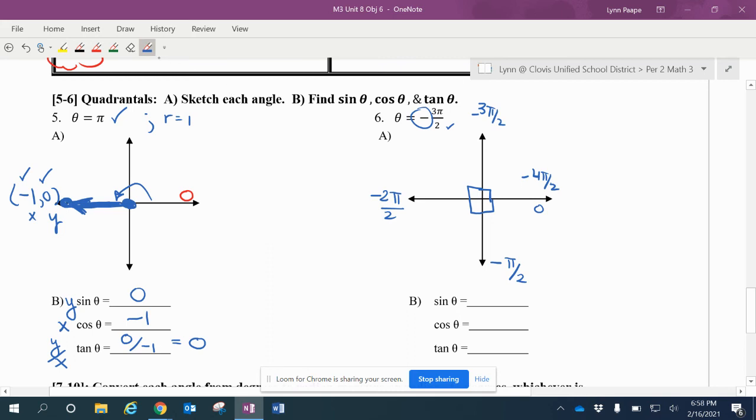So where is -3 pi over 2? Well, it's going to be straight up, right? So it's going to be here. So this would be my -3 pi over 2. And so once I get to that, I want to label that quadrantal with the ordered pair.